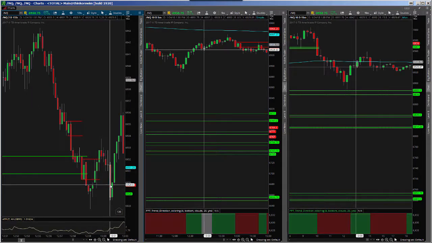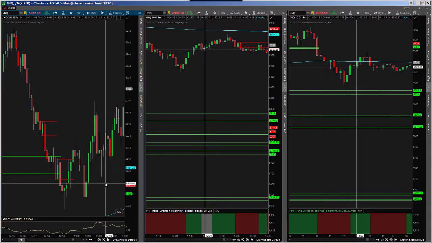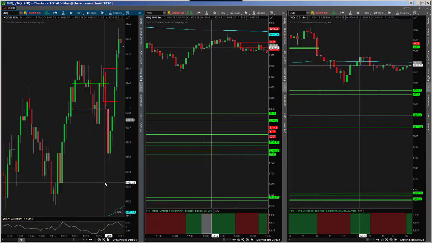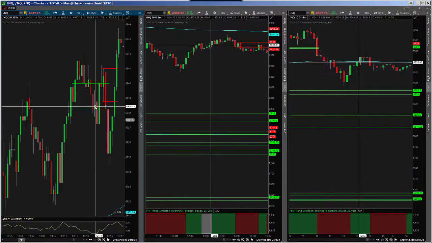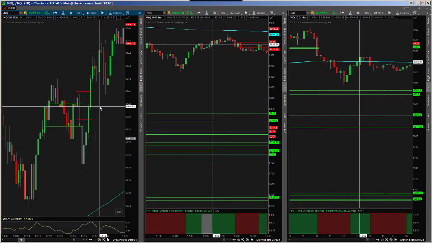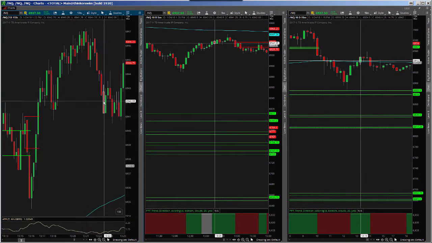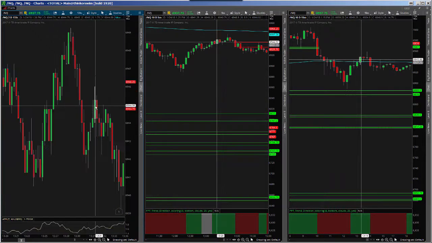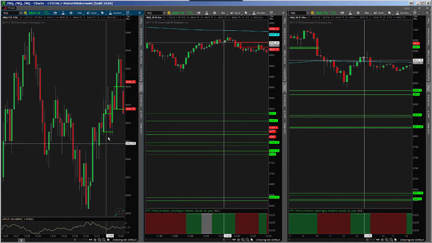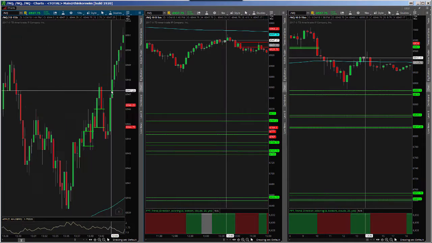Zone's broken, and now I'm neutral on the 5 minutes. So no trades. Still neutral. Okay, now I'm green and green. So now I can take a trade on a green zone. Be right here.